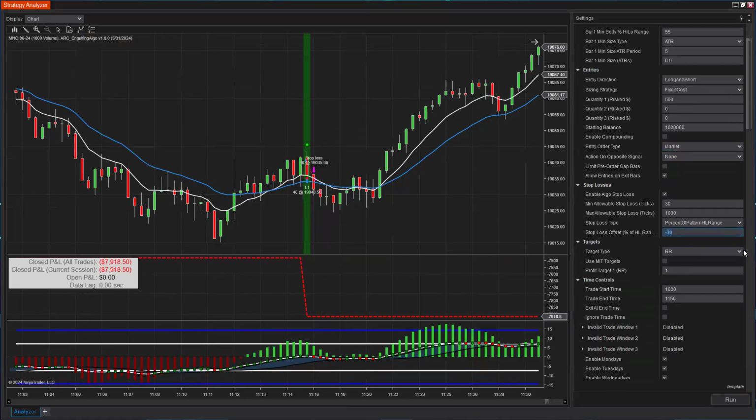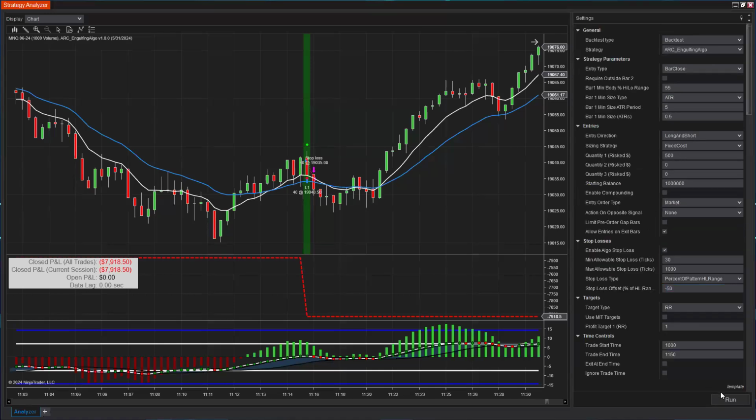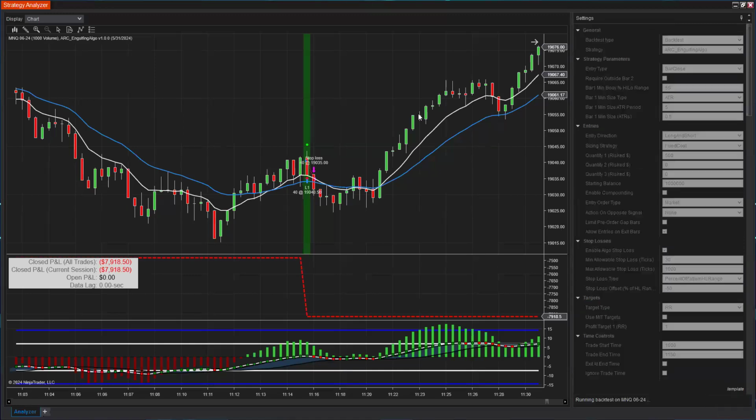I am going to go actually negative 50 on this. And you might think I'm crazy, and that's okay. I might be. But why not start with a smaller stop and then go bigger if you have to? Smaller stop, more profit opportunity, quicker profits. Let's see what it looks like.